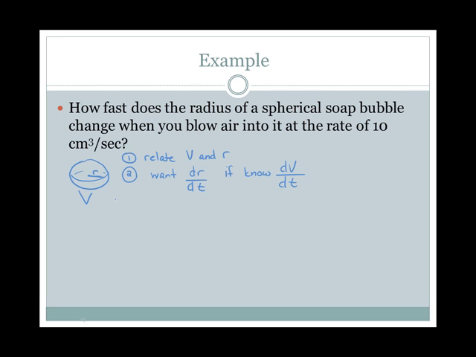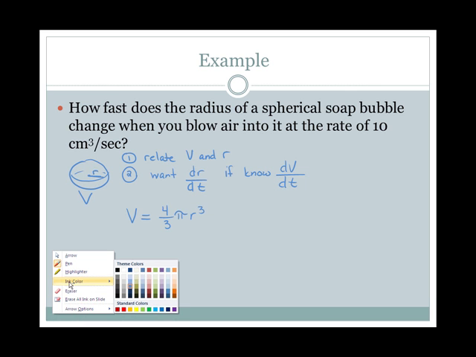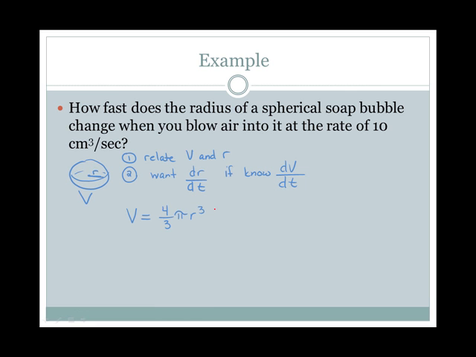So first we need to start with our volume formula. And we know that the volume of a sphere is 4/3 pi r cubed. And if you don't know that, you need to look it up. So you may have formulas or relationships here you need to look up. Now we're going to take the derivative of both sides with relation to t. So we're going to take the derivative of this with relation to t, and we're going to take the derivative of this with relation to t.